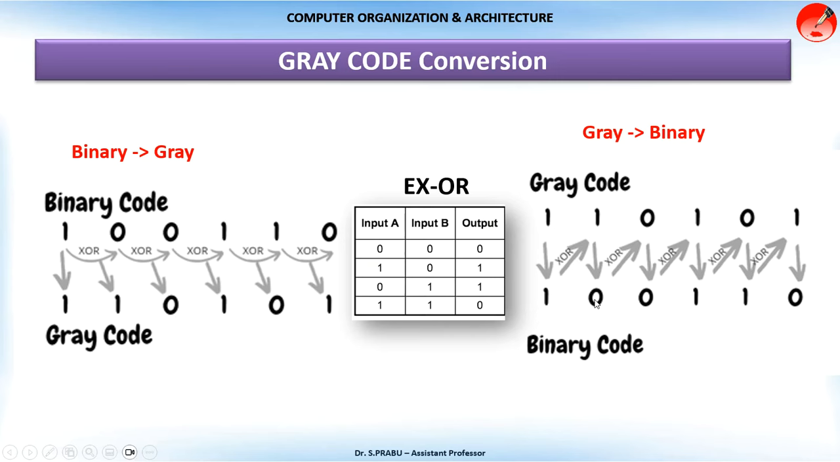You can write the 0 here. Then the result is compared with the next number. 0 and 0 means the result is 0. So you can write the 0 here. Continue this process up to the last number. So this is the equivalent binary code for this given Gray code.